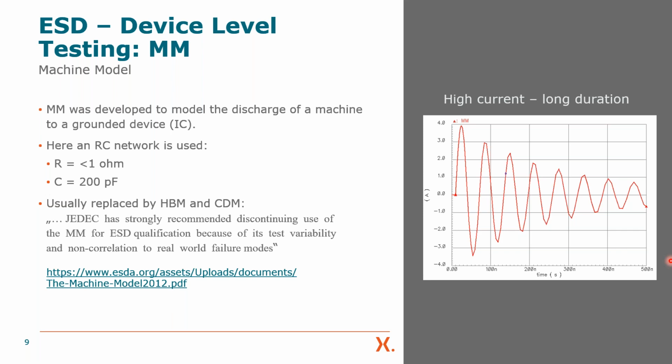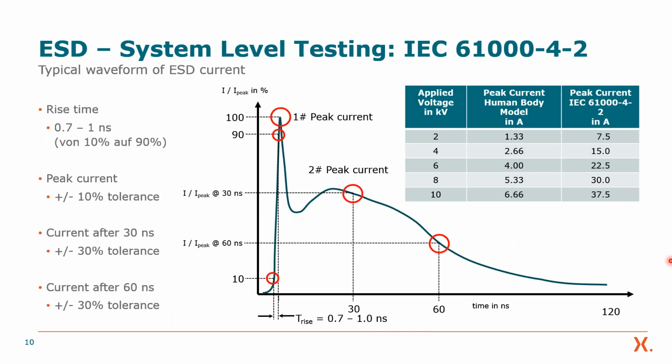From the perspective of the system, we are looking at the IEC 61000-4-2. Here we have a slightly different pulse, which is like a superposition of the human body model and the charged device model. So we have one rapid sharp peak at the beginning and a rather long, not that high peak, which comes second. It's not exactly a superposition, but you can imagine it like this. This is the pulse that the system in total is expected to see in reality.